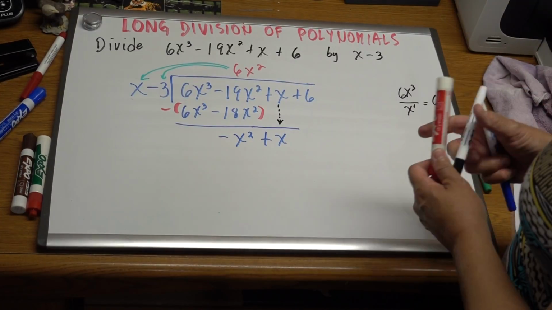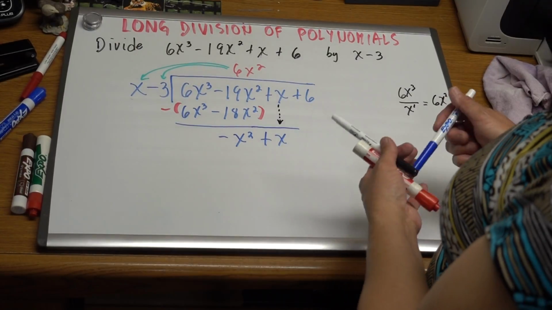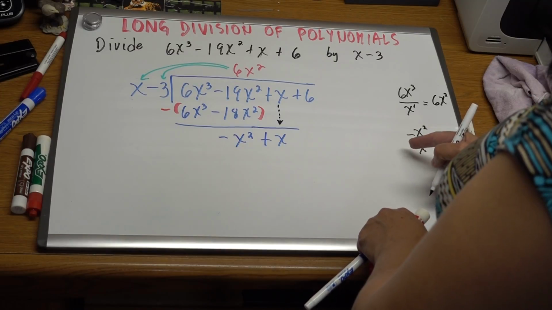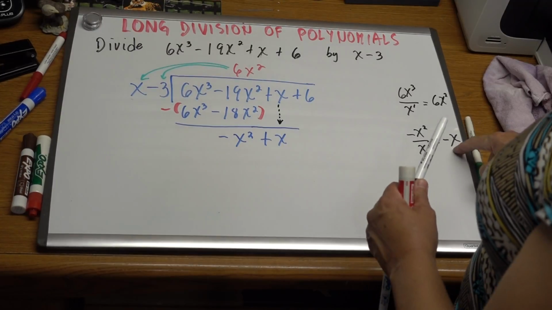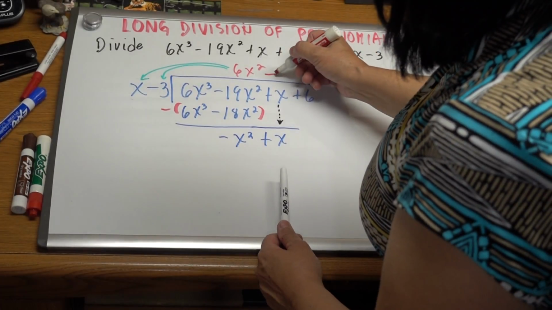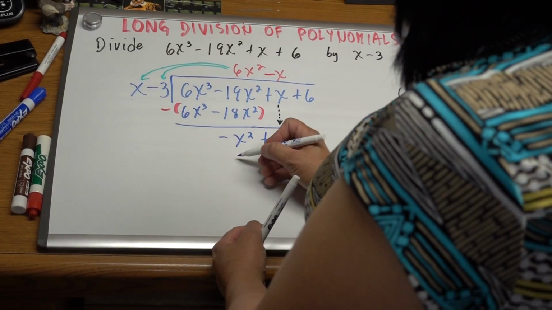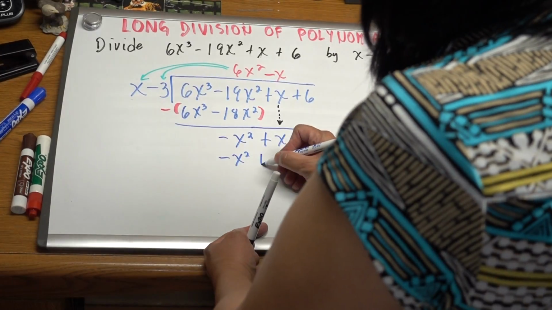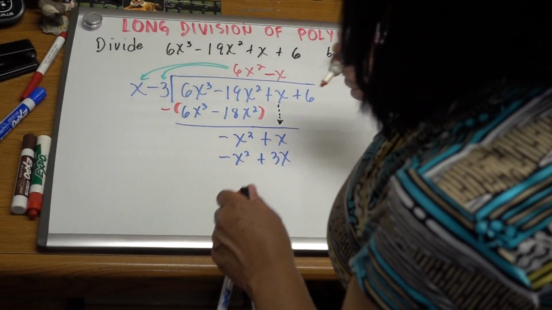Then we continue by dividing negative x squared over x. That is going to be negative x, right? Negative x squared over x. So negative divided by positive is negative, x squared over x is just x. So this negative x, you put it right on top of this x to the first power, minus x. Negative x times x is negative x squared. Negative x times negative 3 is positive 3x. Then we're going to subtract.